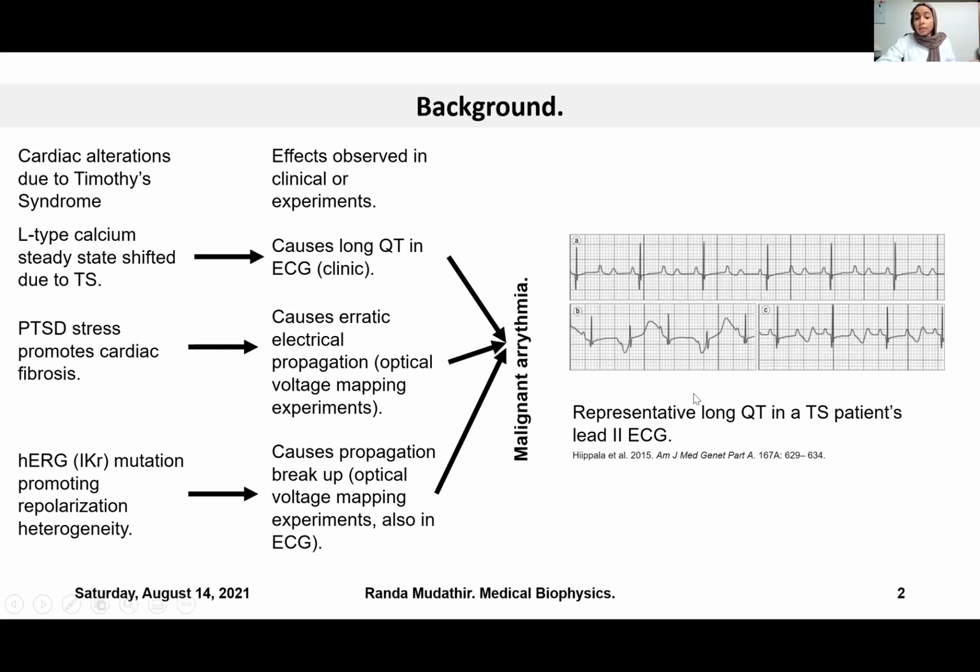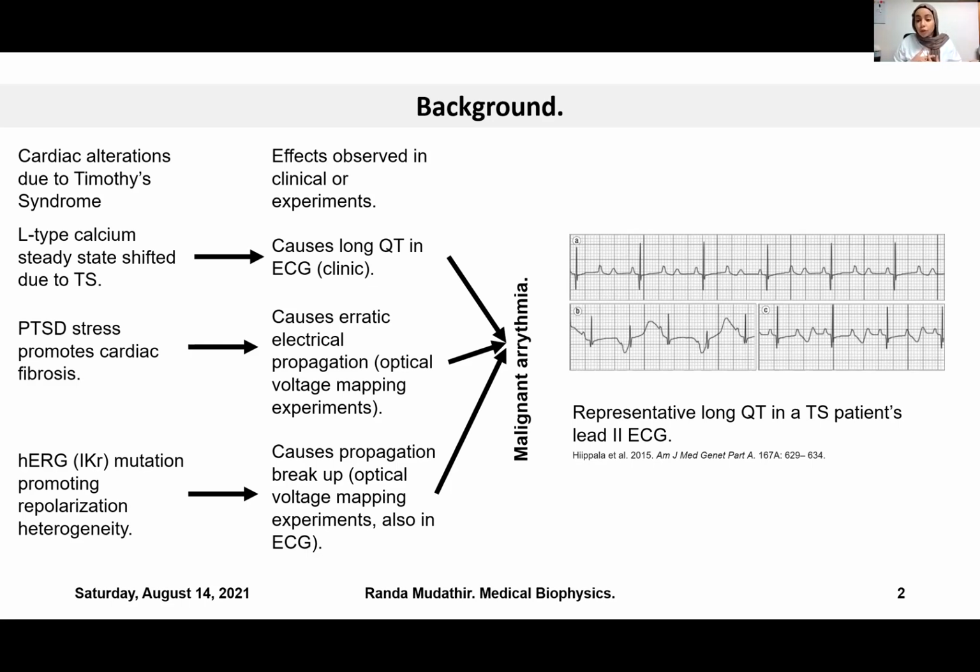You can actually see this in the figure on the right here in panel B. You can see over here that there's a longer QT wave in comparison to what it looks like here in a normal ECG. Timothy syndrome also promotes cardiac fibrosis. I will later get into how exactly fibrosis affects the propagation of the action potential, but in clinical or experimental settings, it causes erratic electrical propagation, and this could be observed in optical voltage mapping experiments.